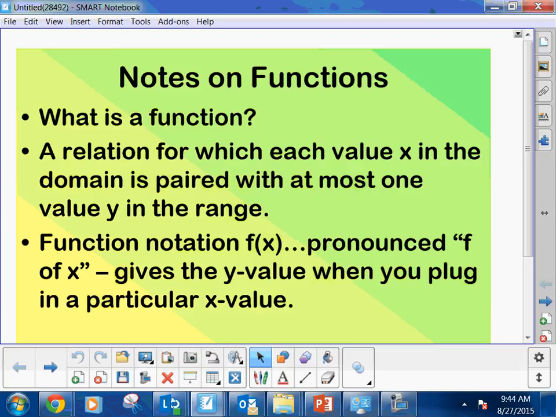You're going to find out that a function actually exists inside a relation, for which every x value in the domain is paired with at most one y value. Actually, that's the definition of a function itself. A relation is everything, the whole coordinate plane. And function notation that we're going to use is f of x, pronounced "f of x," and gives a y value when you plug in a particular x value. Now I'll be passing back your quizzes in the meantime while you write this down.